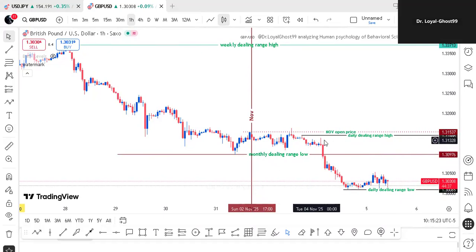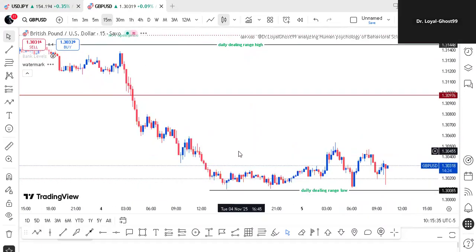Like I was just trying to explain to you. So let's continue with the daily dealing range price action. Let me drop to the 15. You notice that the more I drop to the lower time frames, the more my price action becomes clear, and my range of focus, the dealing range of focus.